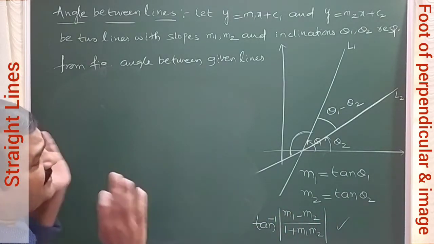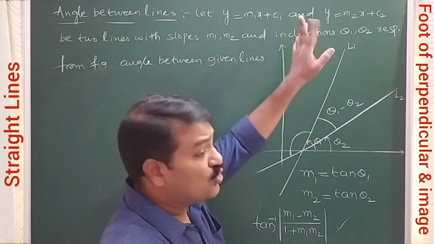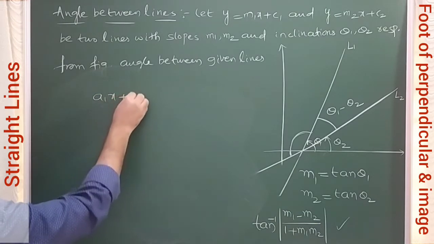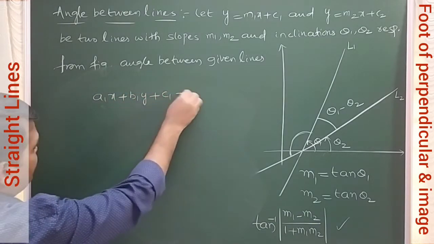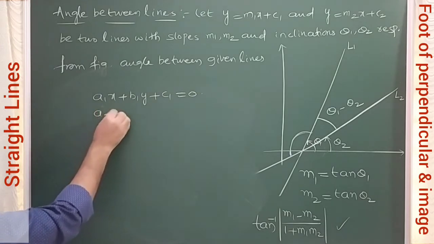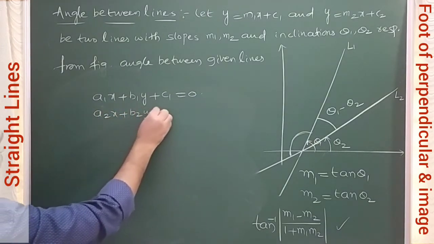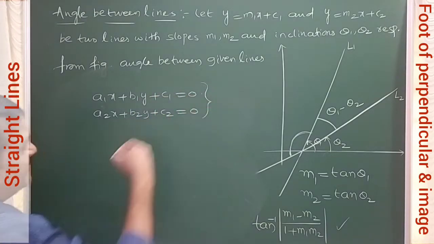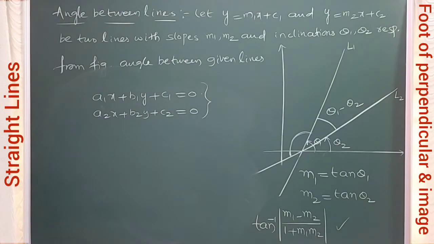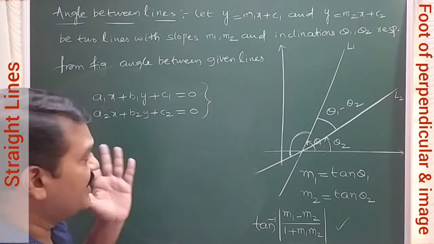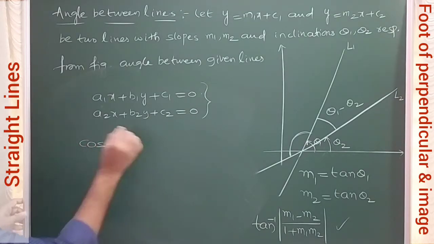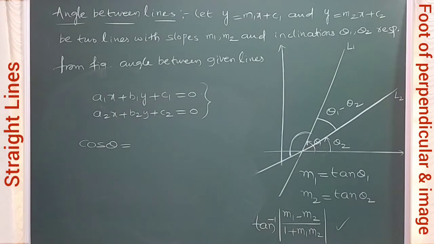Next, if the lines are not given in slope-intercept form, that is, when the lines are given in this model, a1x plus b1y plus c1 is equal to 0, a2x plus b2y plus c2 is equal to 0. Let us suppose that the lines are given in a normal first degree equation model like this. Then to find the angle between the lines, we can use this formula.